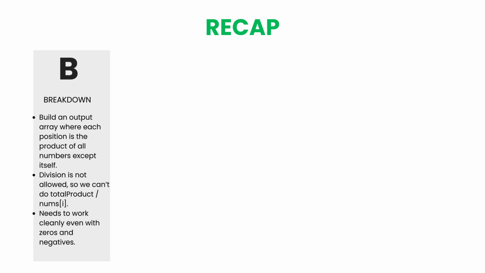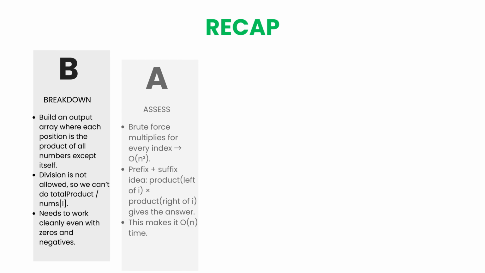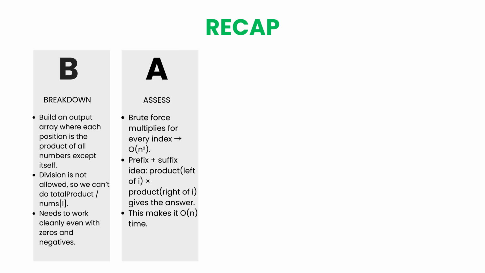The key constraint is that division is not allowed, so the solution has to come from smart array reasoning rather than shortcuts. We compared options and ruled out brute force because it would take quadratic time. Division would make the math easy, but it's not permitted. The important insight was recognizing a prefix and suffix pattern. If you know the product of everything to the left and everything to the right, multiplying those gives the except-self product in linear time.